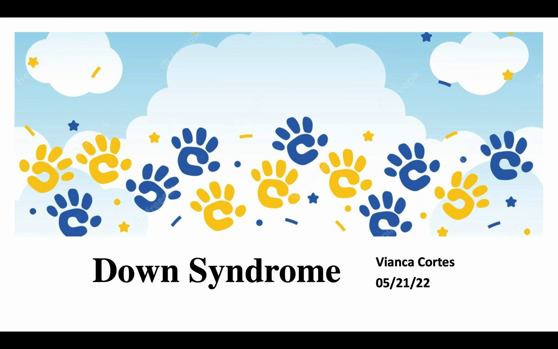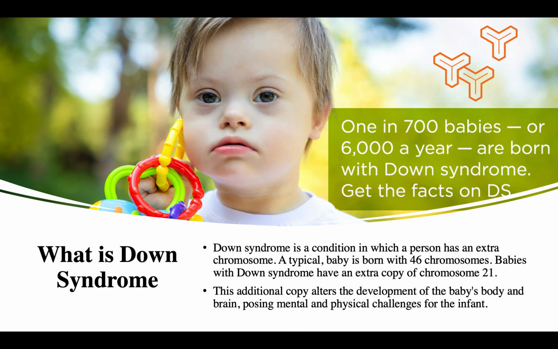I decided to do my presentation on Down syndrome. So what is Down syndrome? Down syndrome is a condition in which a person has an extra chromosome. Typically, a baby will be born with 46 chromosomes. Babies with Down syndrome have an extra copy of chromosome 21.